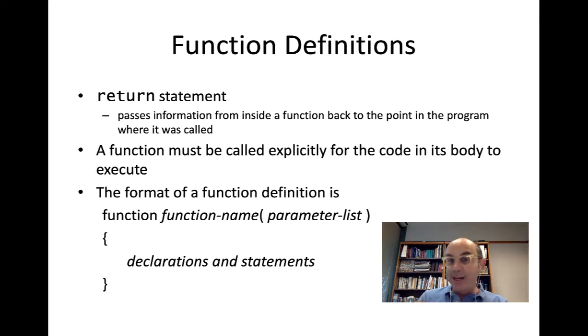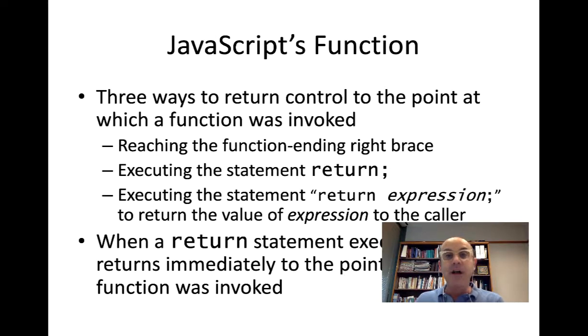So you have a return statement. The function must be called explicitly for the code in the body to execute. It's the same structure as the if condition, but the function is the foundation of this idea. Again, there are three ways to return control to the point at which a function was invoked: reaching the function-ending right brace, executing the return statement, or executing a return expression.